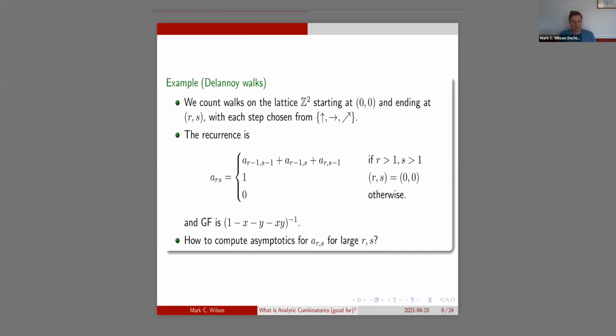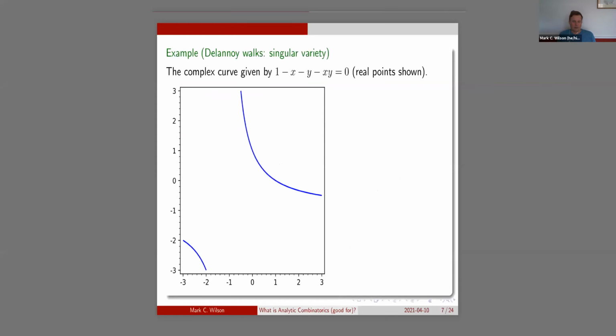However, how do you compute an approximation to ARS for large R and S? It's not immediately obvious. If you only know one variable problems, you might be able to get it to work in this case. That's simple enough. But in general, these questions don't look easy. To give you an idea, the singularities of this particular problem, so the zeros of the denominator, in the positive orthant look like that. There are many other complex singularities. These are just the positive real ones, actually.